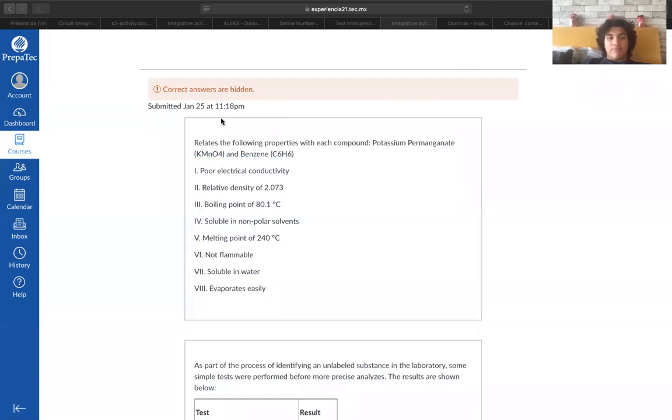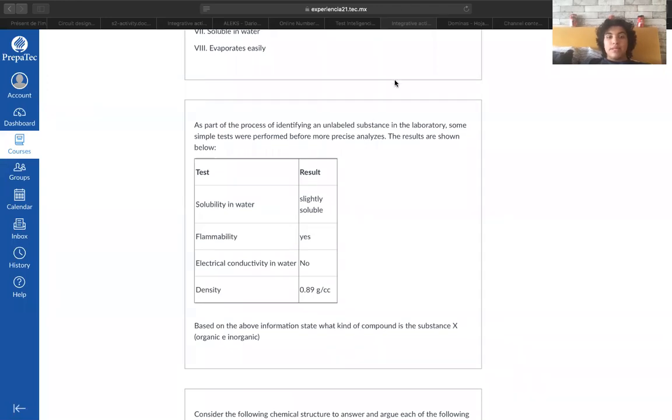Okay, next one. Solubility in water. Slightly soluble, it means it's poorly soluble. That is an organic property. Then flammability, yes, by that we can say it is organic, unlike inorganic that is not flammable. Electrical conductivity in water, that is an organic property also. And here we can see that it is less dense than water, which means it is organic, because inorganic is more dense than water. So we can therefore say that substance X is organic.